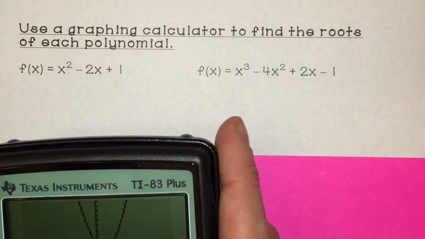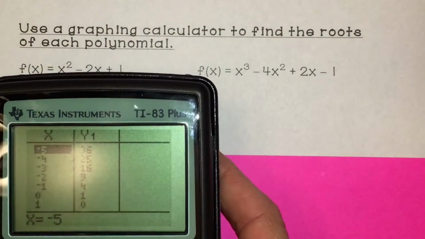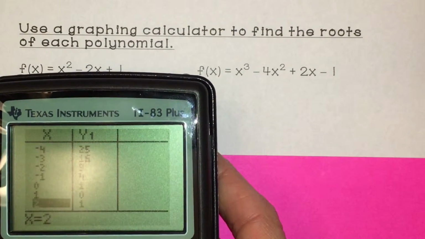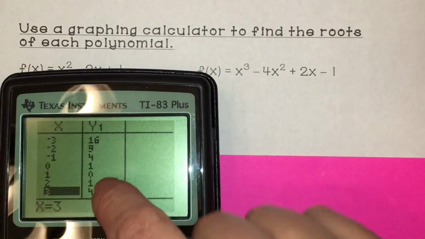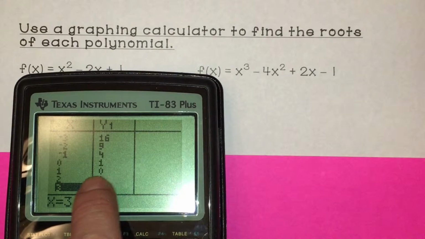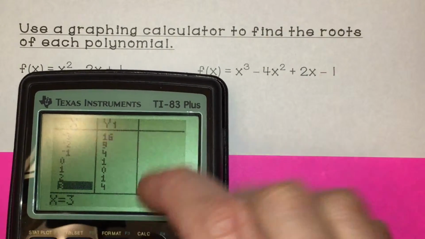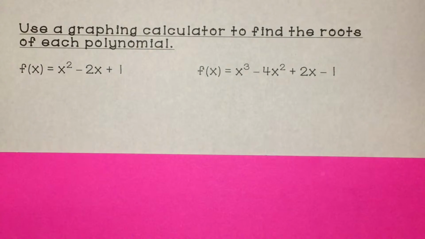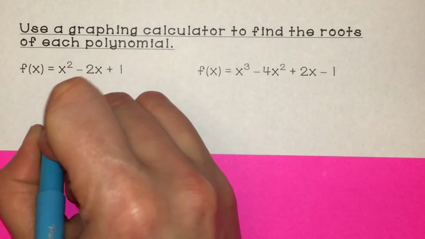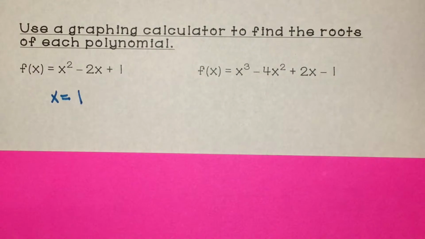One thing I can do is pull up the table. Wherever y is equal to 0, that is a root. So right here y is 0, which means the x value is 1. In this one, it looks like there's only one root. So we have x is equal to 1.